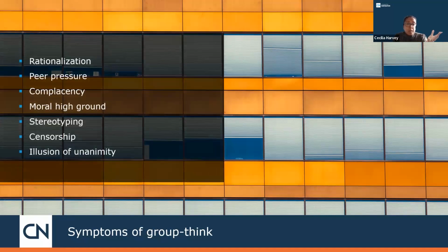in terms of what symptoms there are. Some of the ones that we considered are rationalization, peer pressure. Some of you had picked up on the element of not challenging authority, and complacency could also be one. Moral high ground, stereotyping, which I think is a really big one, illusion of unanimity, but also censorship. That word, censorship, makes me think of something that you picked up on the mural: is there fear of people putting their idea outside the box, or saying, can we look around the corner rather than just look down? And that's about psychological safety. So if we move on to the next slide, please, Luke.